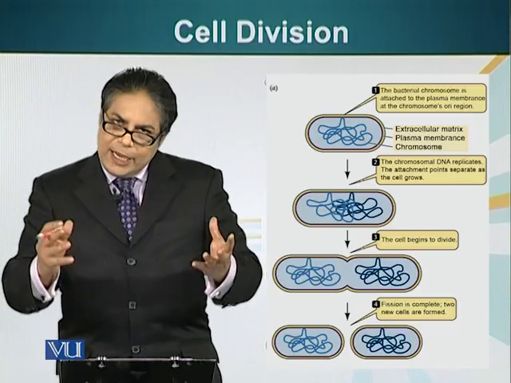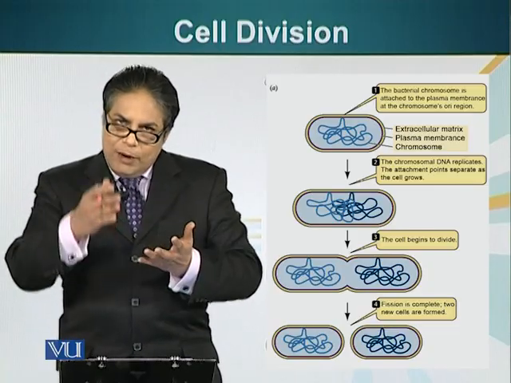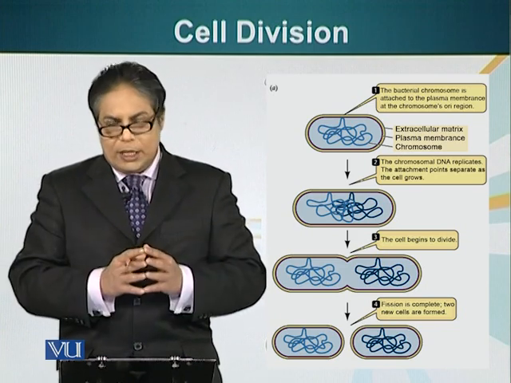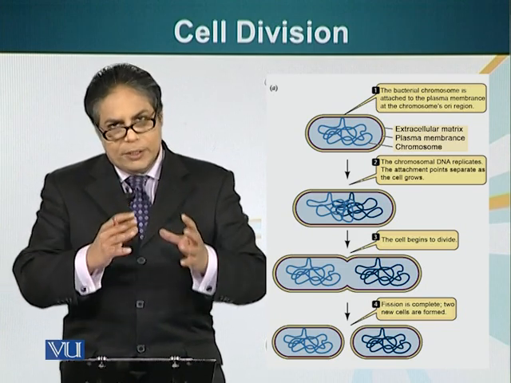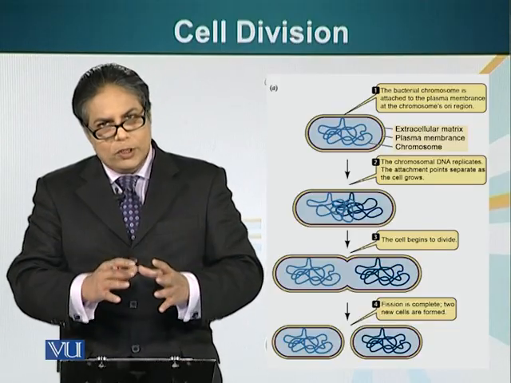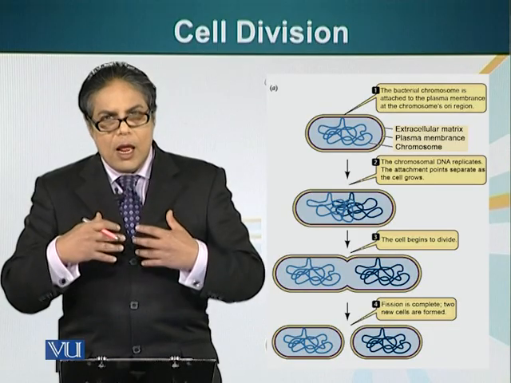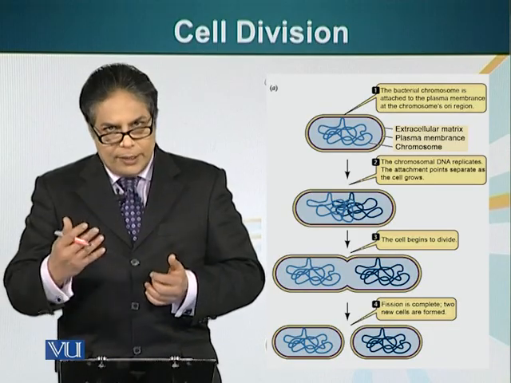Once the DNA replication is complete, a cell wall and membrane will form, which will separate the two cells. So initially we had one cell, and from one cell we have gone to two cells in this process. We look at this process in multicellular organisms in a later module.